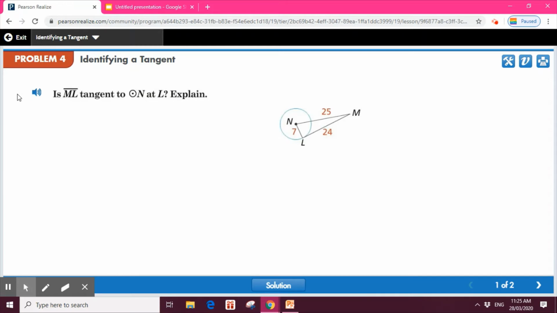Problem number 4, identifying a tangent. In this problem, you will identify a tangent. Is segment ML tangent to circle N at point L? Explain.